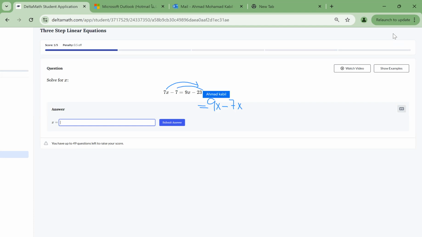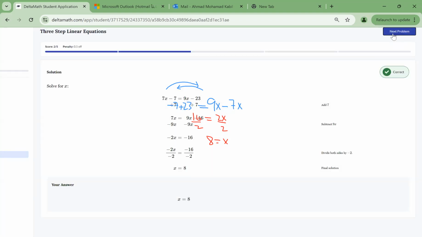And let's take the 23 to the left. So it becomes -7 plus 23, or 23 minus 7. So we have 16 on the left and 2x on the right. You can divide both sides by 2. So x equals 8. And this is the correct answer as well.